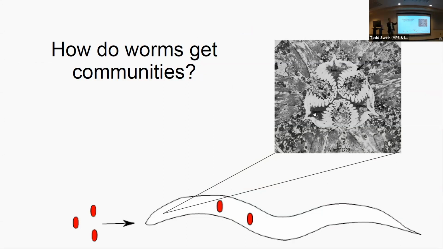This is a grinder. There's a cross section, so we're looking straight through. It's 3 chitinous wheels, like cog wheels. And when the worm swallows, they do this. Most of the bacteria are physically crushed by the mechanical action of the grinder, but a small fraction will survive, and those can then adhere to the intestinal epithelium, form biofilm, and now we have a microbial community.